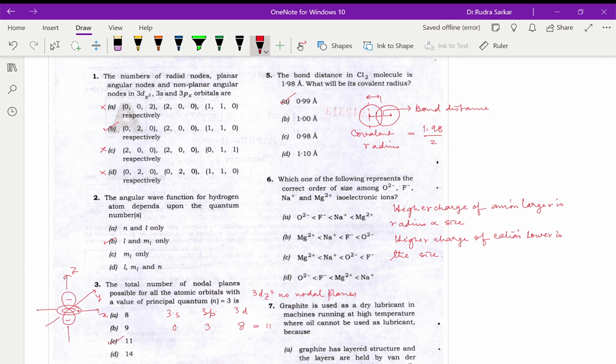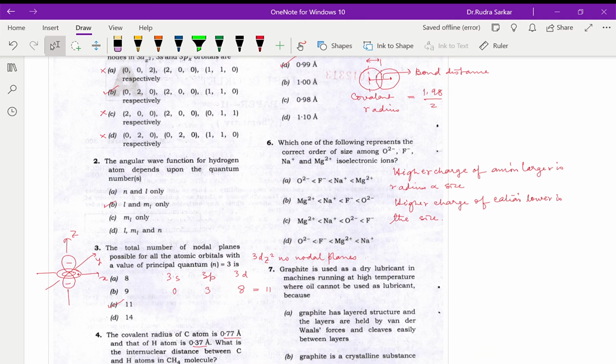So that way, if we say, we can see highest negative charge is on O2 minus, which will be having largest size. Okay, so we say O2 minus is having the largest size. Then we will have F minus followed by Na plus, and then we have Mg2 plus. So the correct option over here obviously should be answer B.